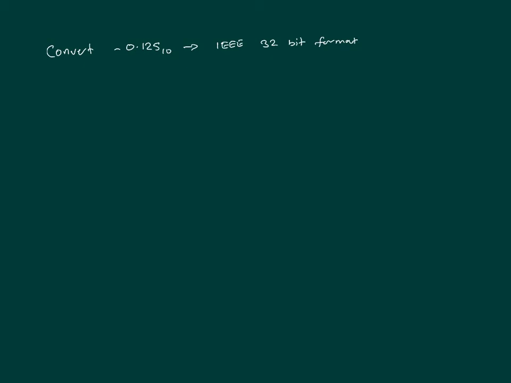Okay, so we're going to convert minus 0.125 base 10 to the IEEE 32-bit format. That's single precision. Okay, so starting off with the sign bit. Now we have a negative, so therefore the sign bit is set to 1.